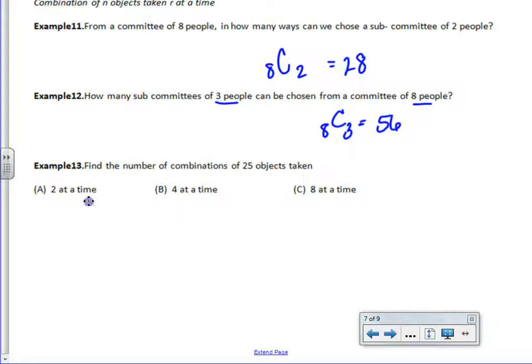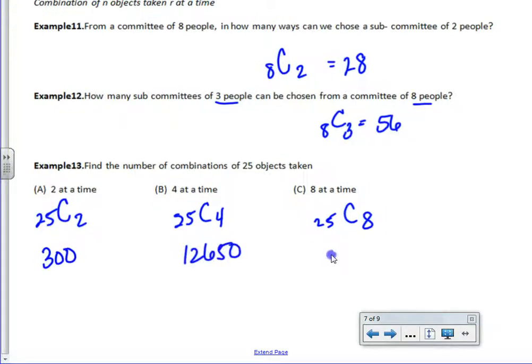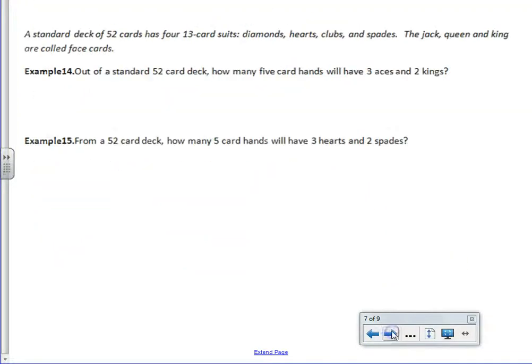It's 56. So 25 combinations of 2, 25 combinations of 4, and 25 combinations of 8. Again, be more than happy to use your calculator. This is a 300. This one's a 12,650. And this one, ooh, big but not too big, 81,575. I believe those are the same questions, but this time done as combinations, and you'll notice, while they are still large, not even close to as large as the permutations.